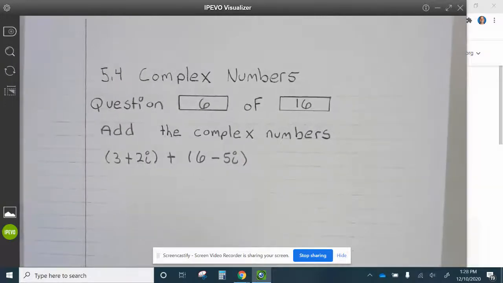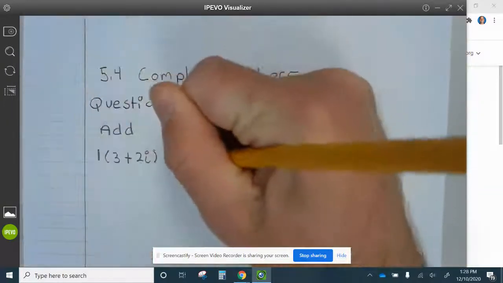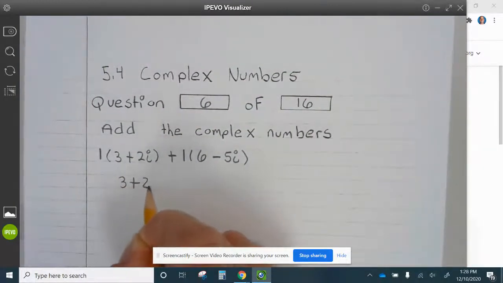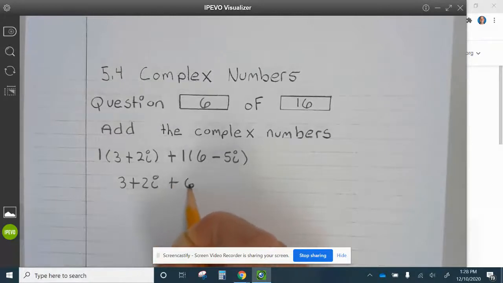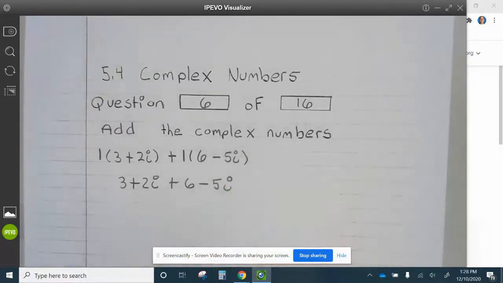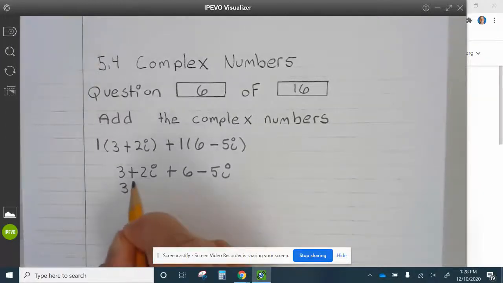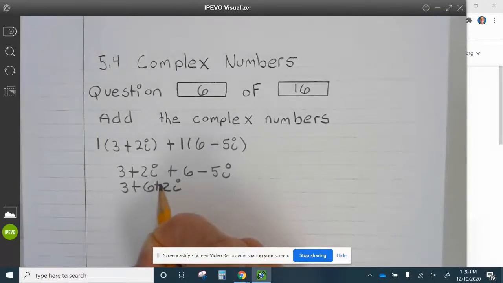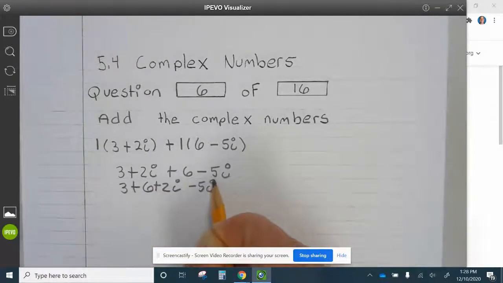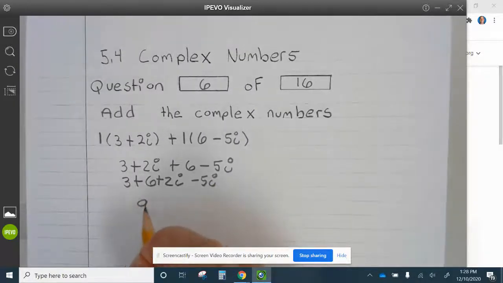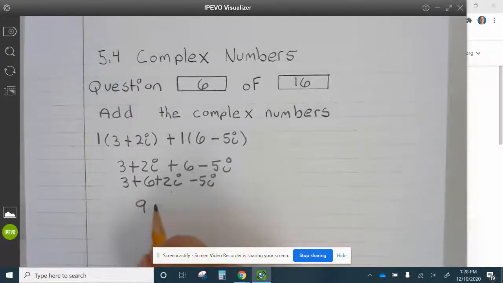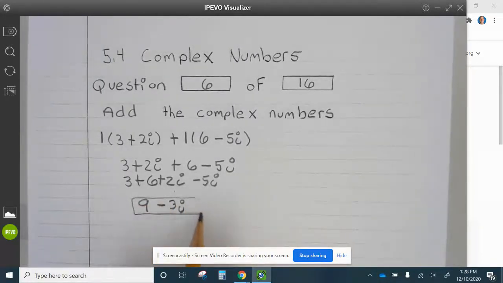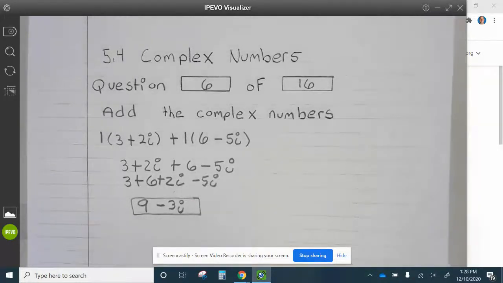All right, question 6 of 16. Add the complex numbers. So we're going to multiply by 1 from the parentheses. So 1 times 3 plus 2i is 3 plus 2i. And then 1 times that's plus 6 minus 5i. Okay, now we need to group the 3 plus 6 together and the 2i minus 5i together. Okay, well, 3 plus 6 is 9. And then 2i minus 5i is minus 3i. Okay, let's take a look at the next question.